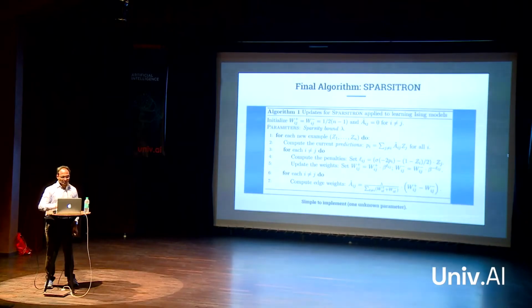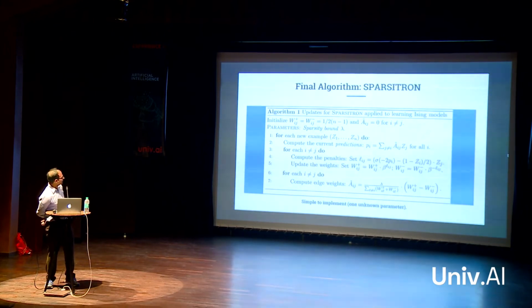And the final algorithm is, as I said, somewhat simple. You can implement it in these 7 lines. And there's only one unknown parameter here, which I didn't even talk about. So often when you think of this algorithm, there's a lot of parameter tuning that needs to happen. But in this particular case, it's nice enough that there's only one unknown parameter that you can actually figure out pretty easily.